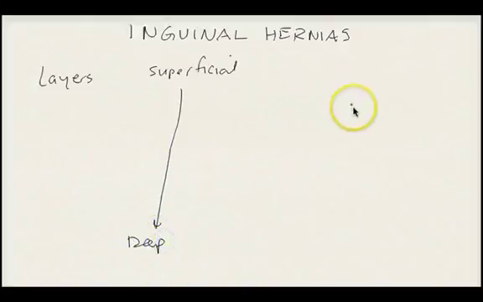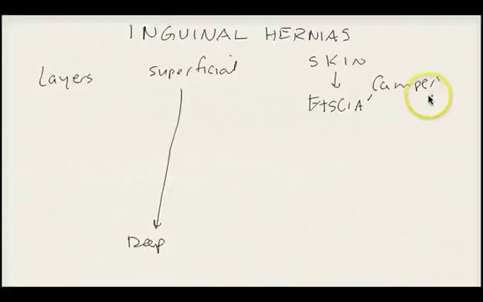So, from the most superficial aspect, we have the skin. Then we have fascia. Now, when it comes to fascia, we have two types. We have Camper's fascia, and the Camper's fascia is a fatty superficial layer. Under that, we have what is known as Scarpa's fascia. Scarpa's fascia is a deep and fibrous layer.